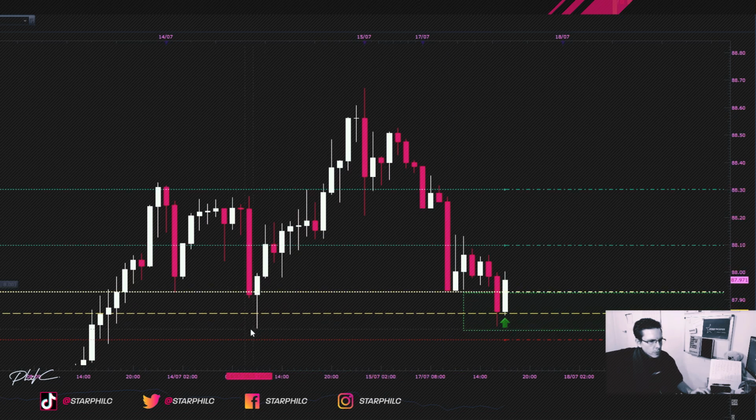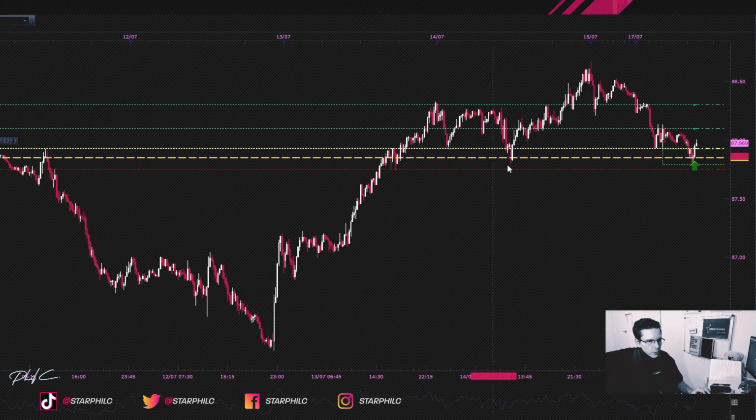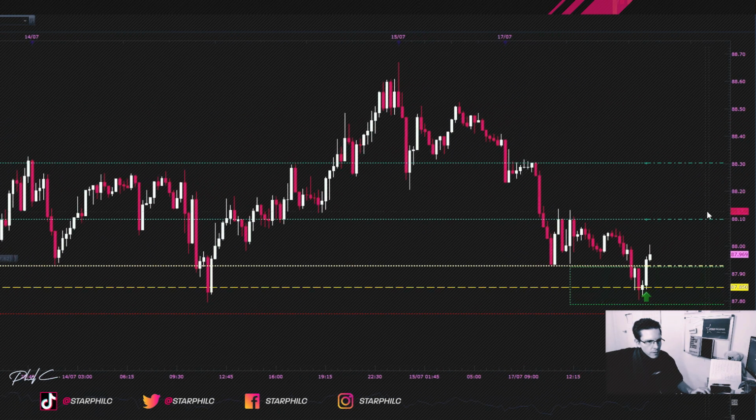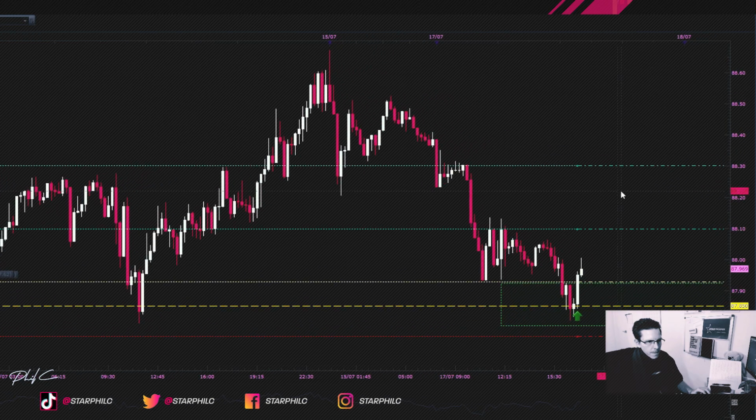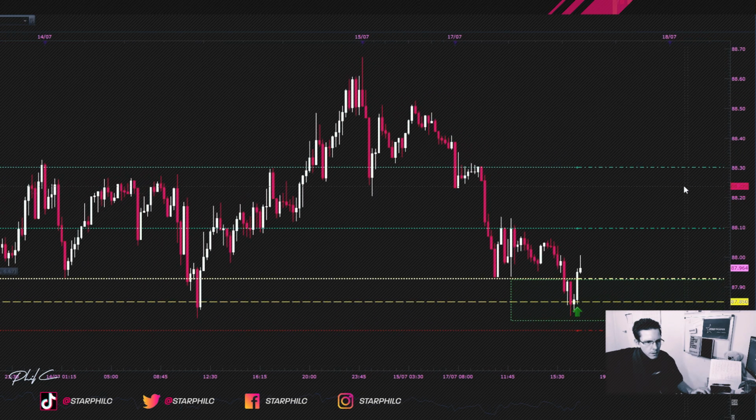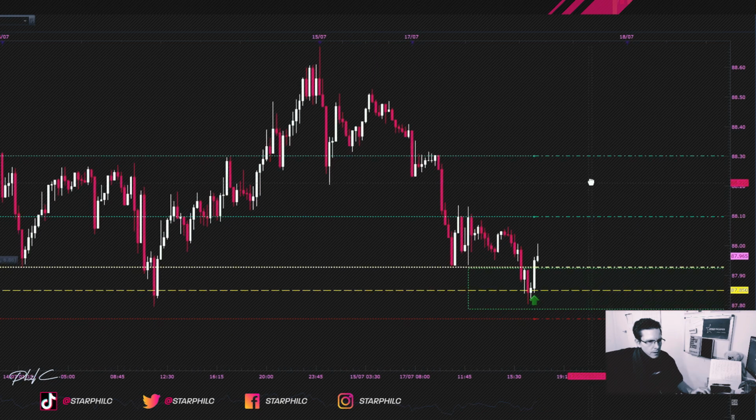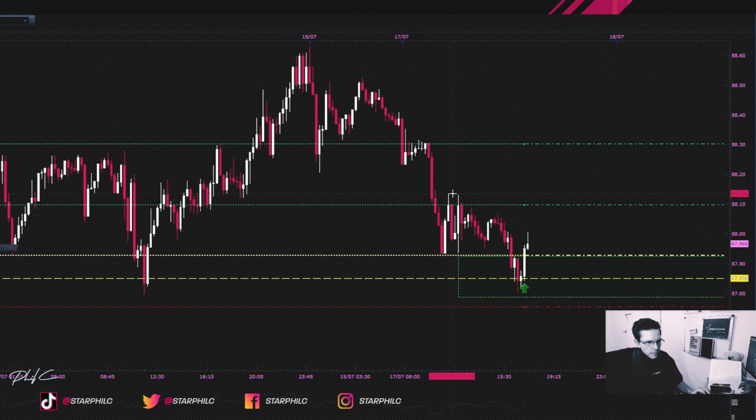Now, here is my low. So this is my impulse leg right here, and then we come down. If I go down to a lower time frame, so it's easy, this candle's throwing this off. If I go down to a 15-minute right here, a lot easier to see. As you can see right there, guys, we come down, and then we come all the way back up.